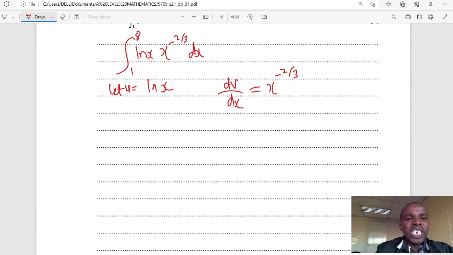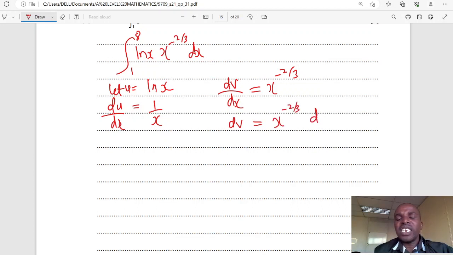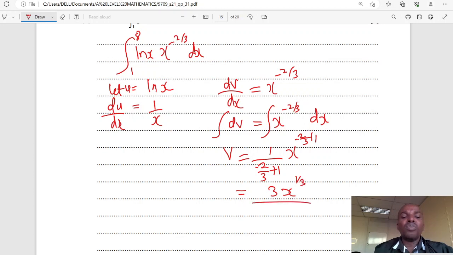Right, then this part, we can differentiate du over dx. What is du over dx? It is 1 over x. Then on this part, separate variables, x to the power minus 2 over 3, then dx. Then integrate both sides for us to be able to find our v. So the integration now is 1 over minus 2 over 3 plus 1, then x to the power minus 2 over 3 plus 1. You don't put plus a constant in this case. Right, then minus 2 over 3 plus 1 is 1/3. 1 divided by 1/3 is 3. x to the power 1/3. So this will be your v.